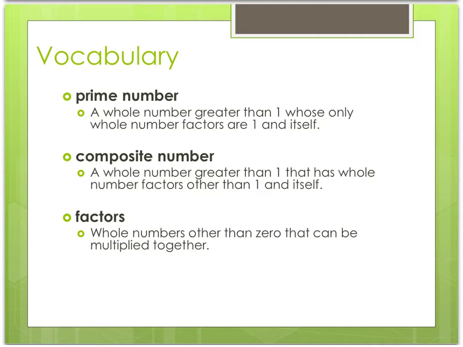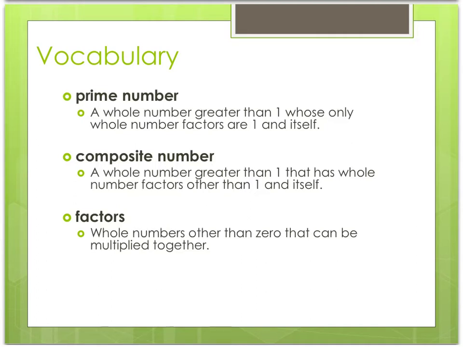We'll start out with prime number, and a prime number is a whole number, and it has to be greater than 1, and the prime number has only one set of factors. It would have the number 1 and then the number that you are looking at. A composite number is a whole number greater than 1 that has whole number factors besides 1 and itself.